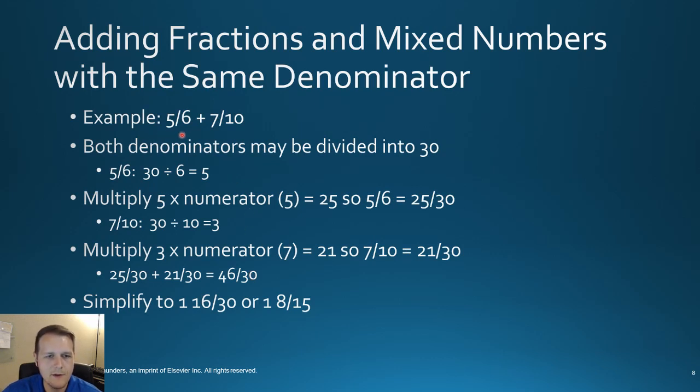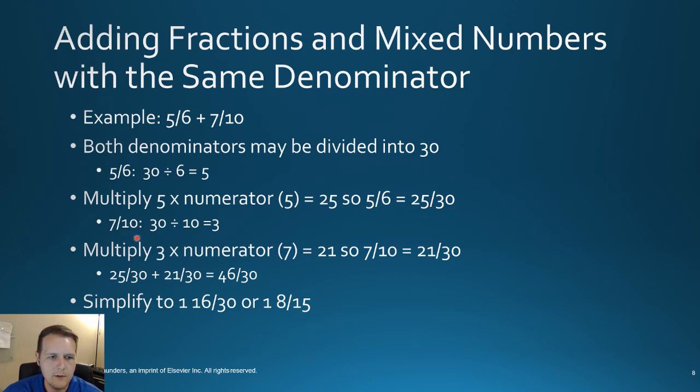Let's look at 5/6 and 7/10. Both of these denominators can be divided into 30 reasonably well. Looking at 5/6, 30 divided by 6 equals 5. So I'm just going to multiply the numerator by 5, and that gives me my new numerator. So 5/6 is equivalent to 25/30ths.